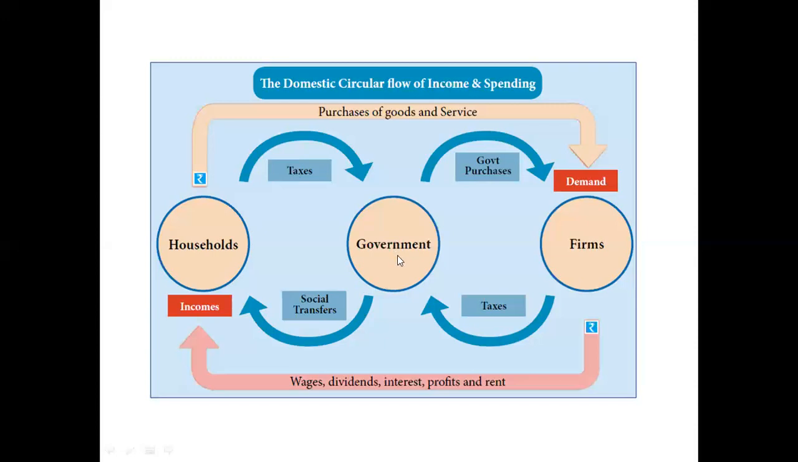Next, the income from the government to the firm. That is, the government also has some demand. That is called government purchase. So by way of government purchase, the income flows from the government sector to the firm, as well as the government collects income from the firm by way of levying taxes. So this helps us to understand the three sector model of the circular flow of income.